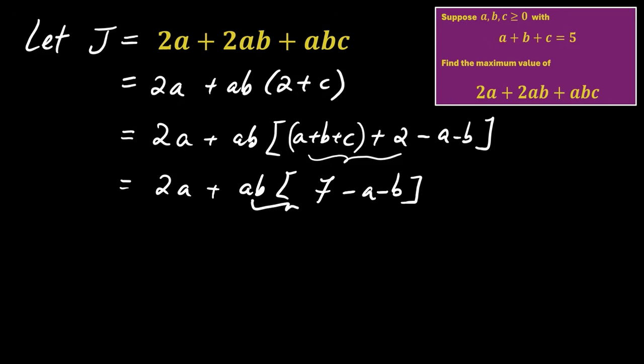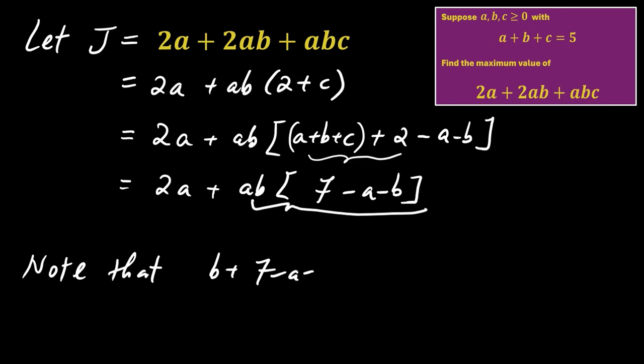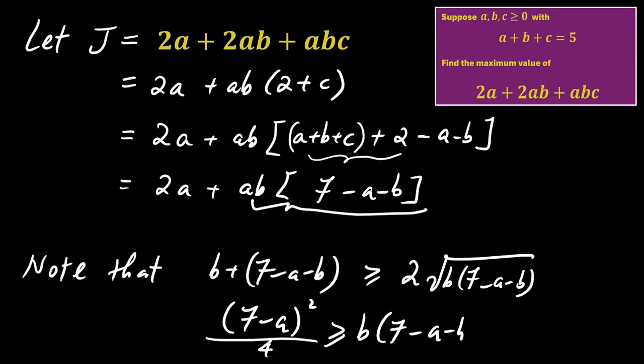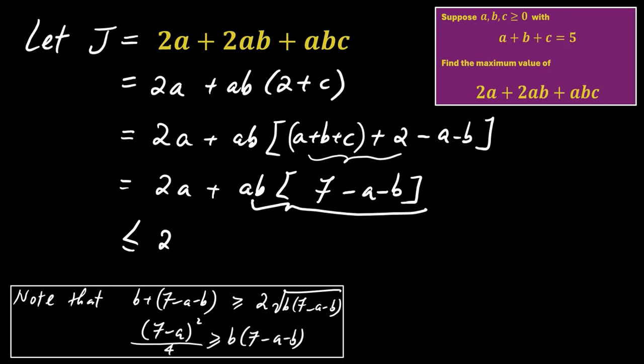Now we focus on this part and use the AM-GM inequality. Note that B plus (7 minus A minus B) is greater than or equal to double the square root of B(7 minus A minus B). On the left hand side, it is 7 minus A. So this means that (7 minus A) squared over 4 will be greater than or equal to B times (7 minus A minus B). We know that J will be less than or equal to 2A plus A times (7 minus A) squared over 4. So now we need to know what the maximum is for the expression on the right hand side.